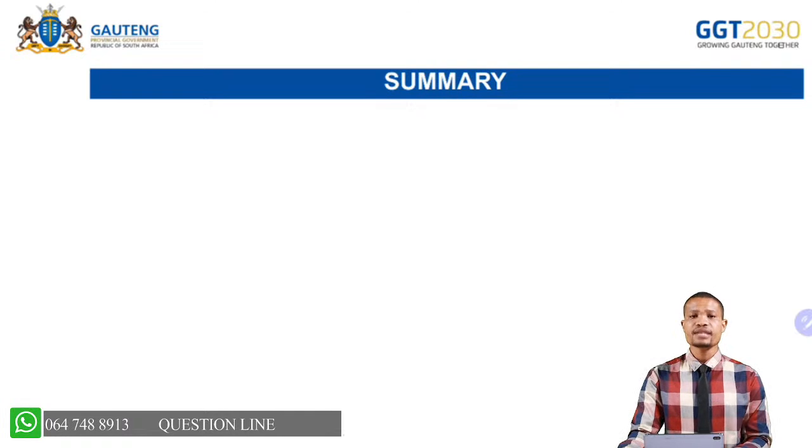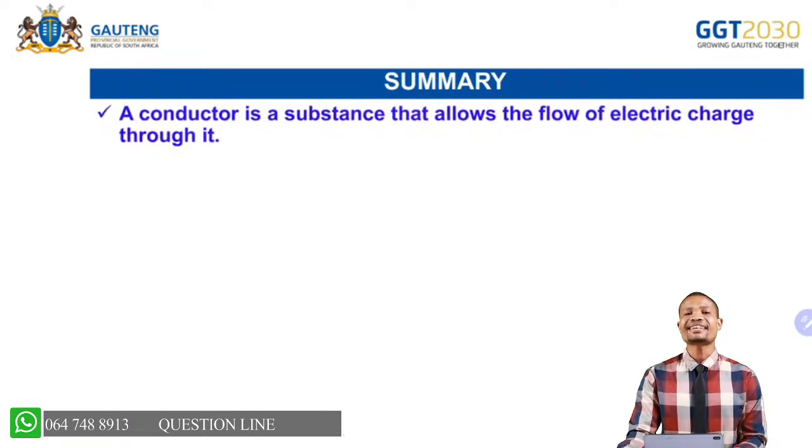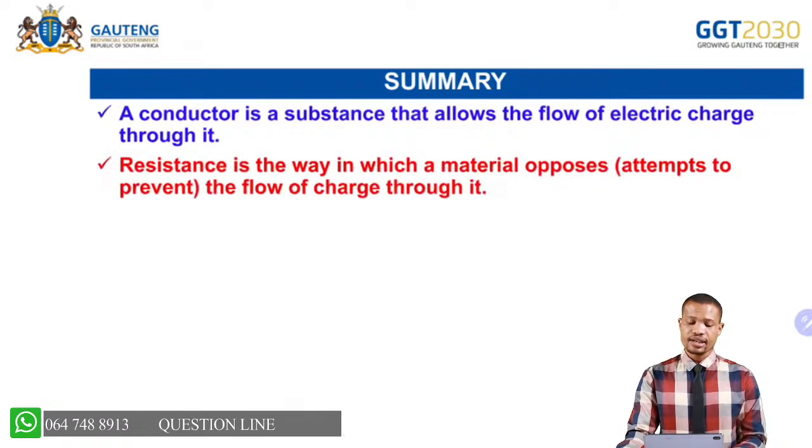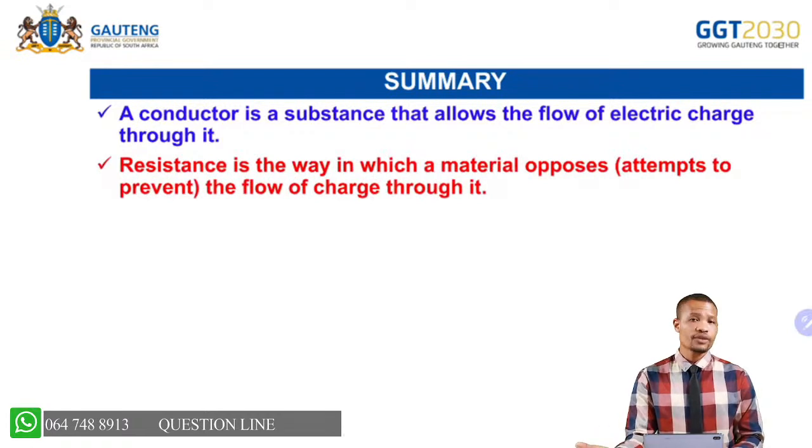Okay, let's summarize our lesson. We said that a conductor is a substance that allows the flow of electric charge through it. We call it a what? A conductor. And we also said that resistance is the way in which a material opposes or attempts to prevent the flow of charge through it. Resistance is the opposition to the movement or the flow of electric charge through the resistor. Okay.